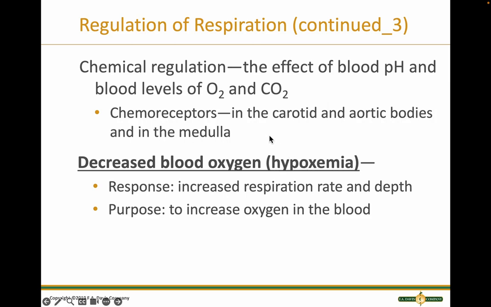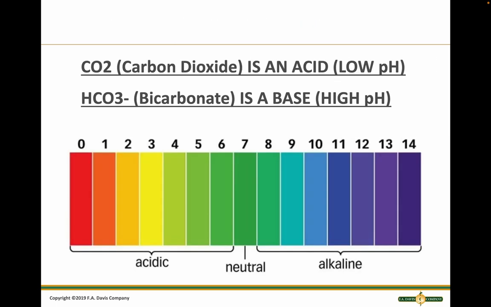Hypo meaning low, ox is the oxygen component of the word, and emia means in the blood. So the response to low blood oxygen would be to increase respiration rate and depth to pull in more oxygen every minute and every breath as well. That increases oxygen in the blood to hopefully bring it back up to the normal amount, or at least get as much oxygen as possible into our body because we need oxygen to live.